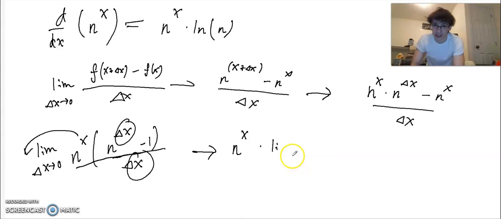But let's just move on. So, n to the x times ln of n. And that's our basic definition of the exponent rule. So now let's go into some examples, and we have plenty of time left, so we can do a bunch of examples to make up for the lack of proof. So I'll just write the rule up top, just so you can keep it handy.